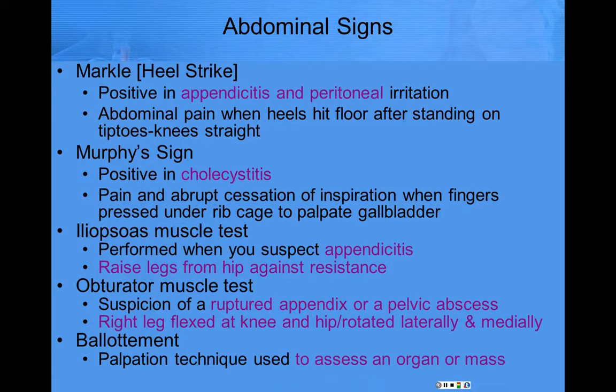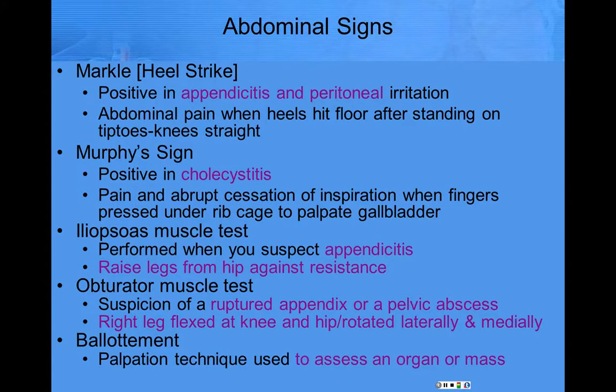Another important test to do when you're evaluating for appendicitis or peritoneal irritation is to have the patient stand on their toes and then come down on their heels. When they hit their heels after standing on their tiptoes with their knees straight, they'll have severe pain in the abdomen. That's what we call the heel strike or Markle's sign.